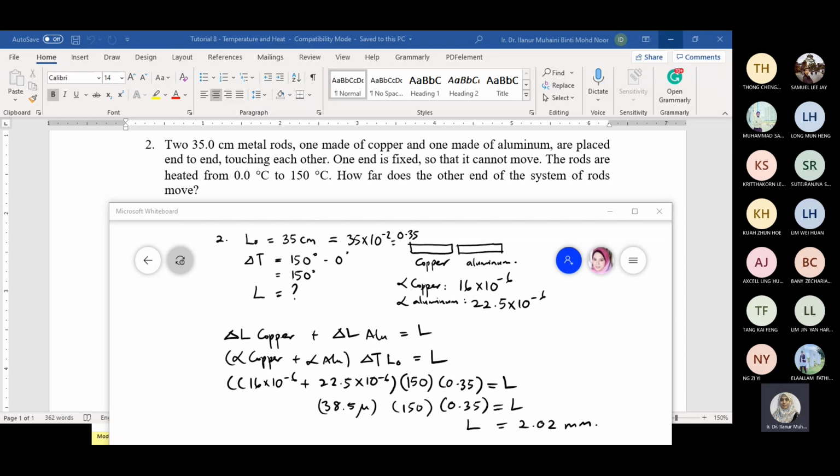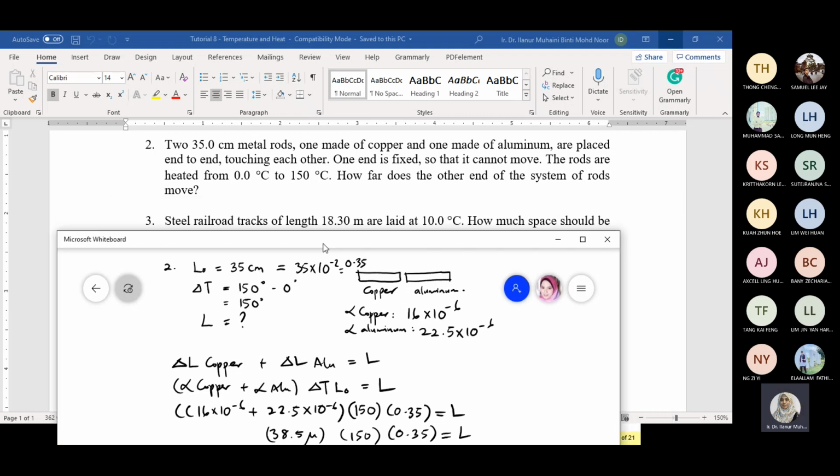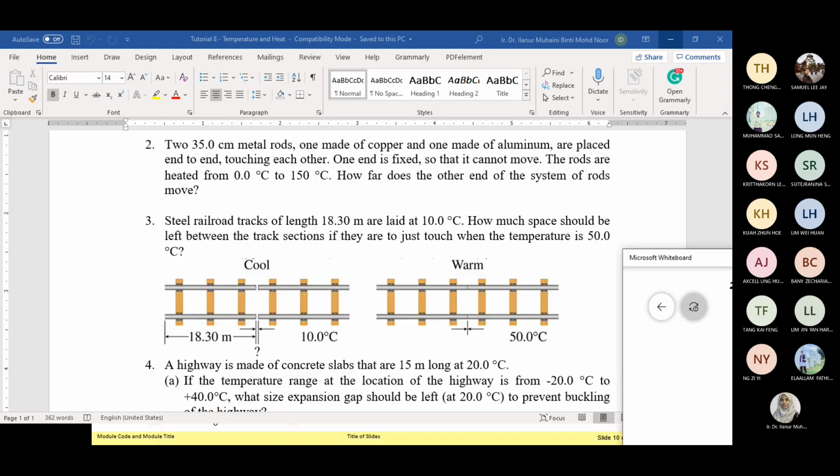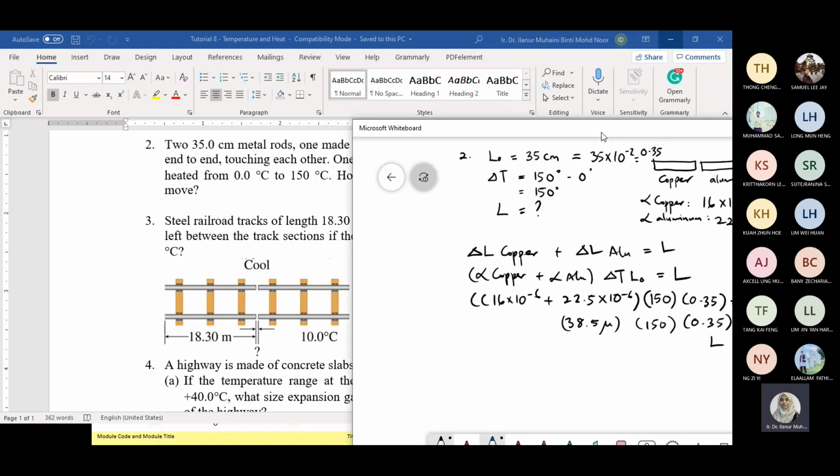Okay, can I understand? Any question for number 2?